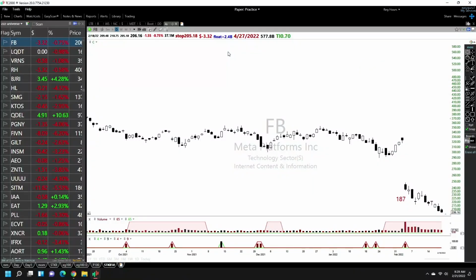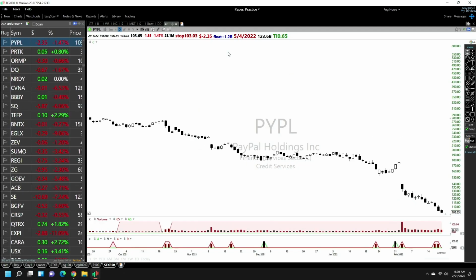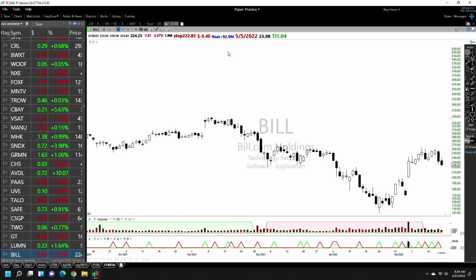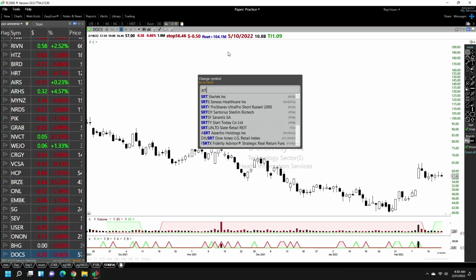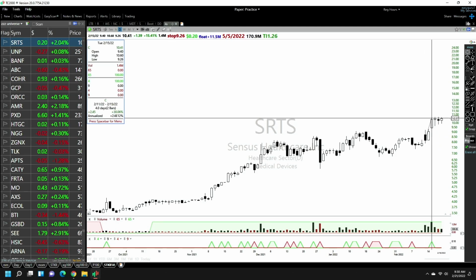In this earnings season, some of the stocks have reacted negatively to earnings surprises to the downside. Facebook is one example of that, or PayPal, or Fastly, which is an example of a stock which reacted negatively to earnings. And some stocks react positively. Bill reacted positively, or Docs, or SRTS, which has reacted positively to earnings, so it has been up 20% or 30% since earnings.